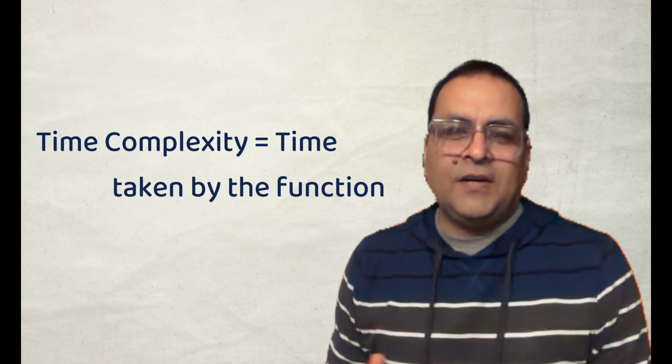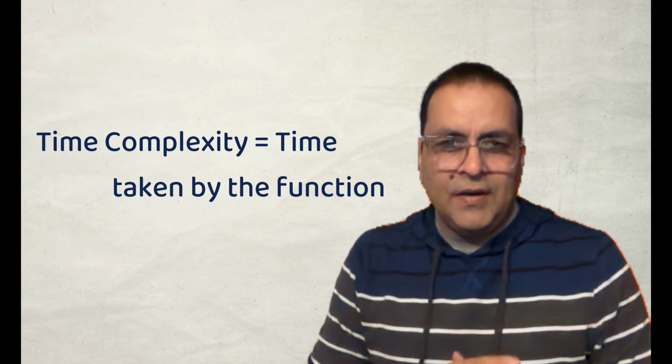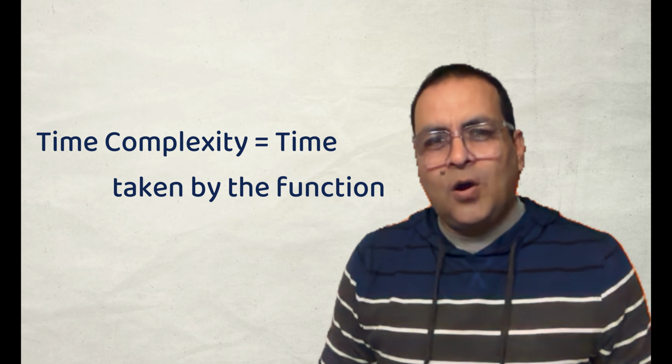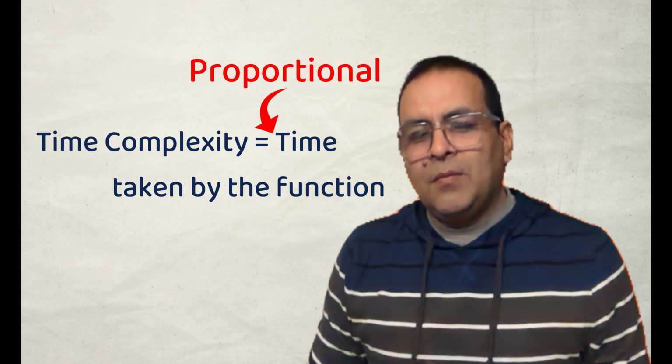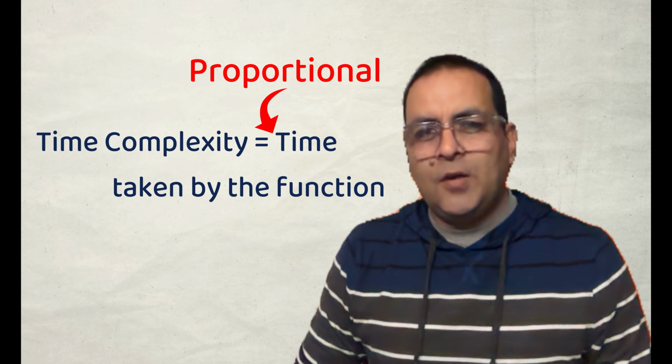The time complexity of an algorithm or a function is nothing but the time taken by that algorithm or function to execute. However, this computation of running time is not absolute. It is proportional to the number of statements executed inside the function for a particular input.